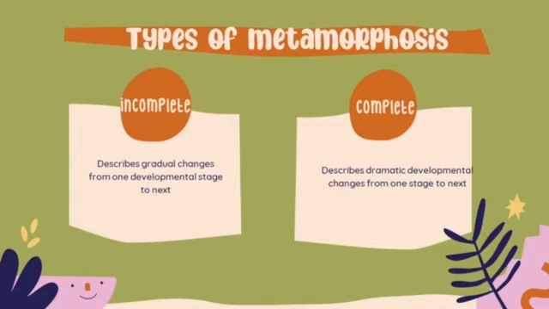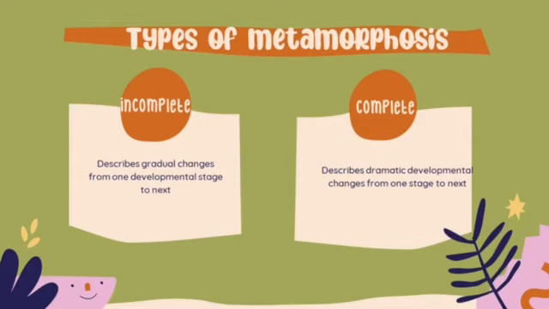Incomplete metamorphosis describes gradual change from one developmental stage to the next, while complete metamorphosis describes dramatic developmental change from one stage to the next. The difference between incomplete and complete metamorphosis is that incomplete describes gradual changes, but complete is dramatic changes.